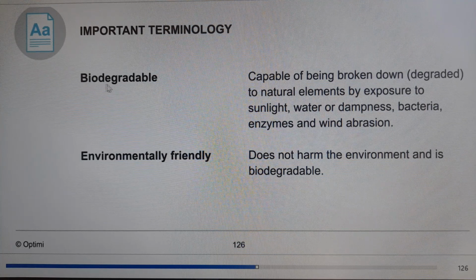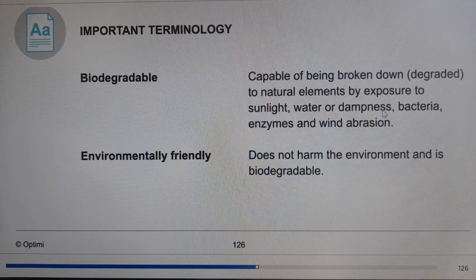Number 1, biodegradable. This means that a material is capable of being broken down. Biodegradable means it's capable of being broken down or degraded. So if the material is biodegradable, it is capable of being broken down to natural elements by exposure to sunlight, water, or dampness, to bacteria, enzymes, and wind abrasion.